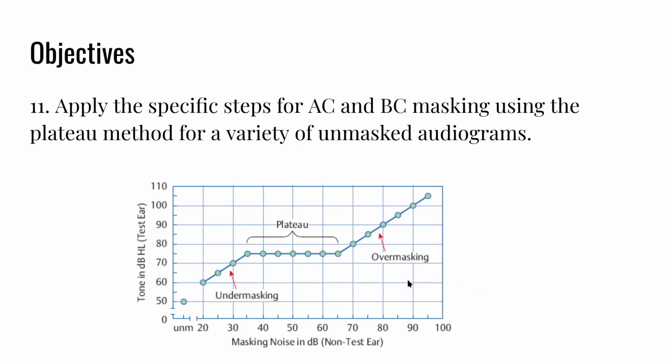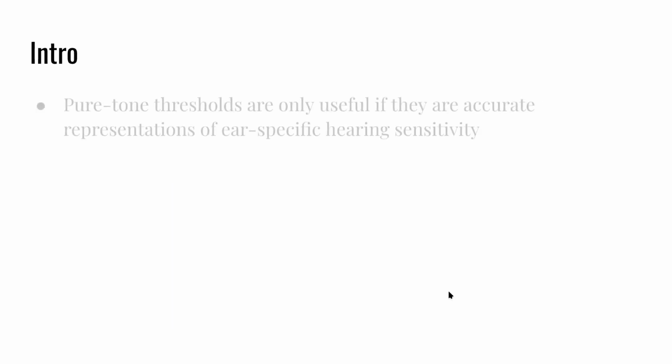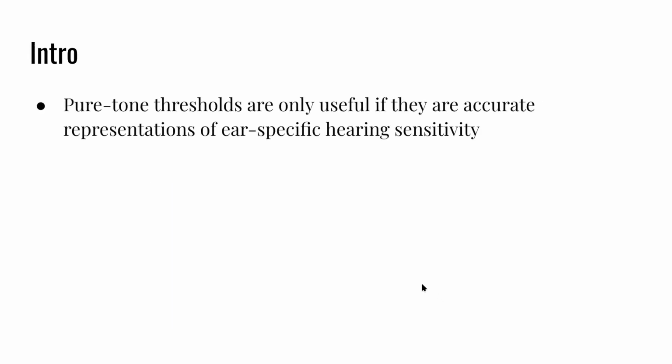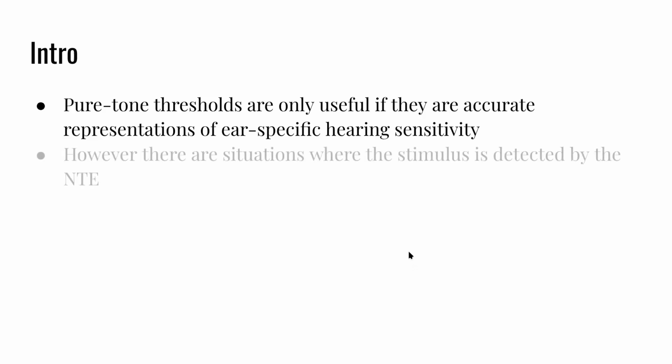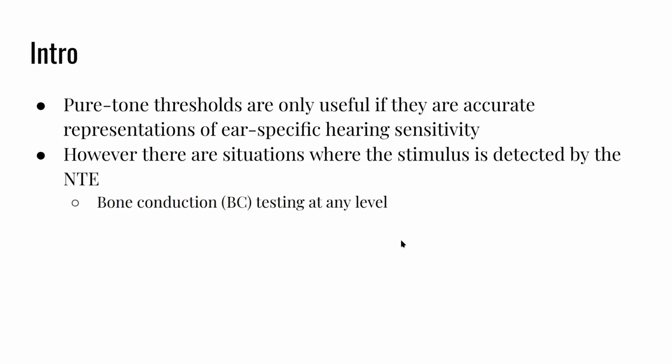What it represents again is the pure tone level in the test ear being responded to on the y-axis versus the masking level in the non-test ear on the x-axis. So intro. Pure tone thresholds are only useful if they are accurate representations of ear-specific hearing sensitivity. However, there are situations where the stimulus is detected by the non-test ear, where we don't want that. It's a source of error.